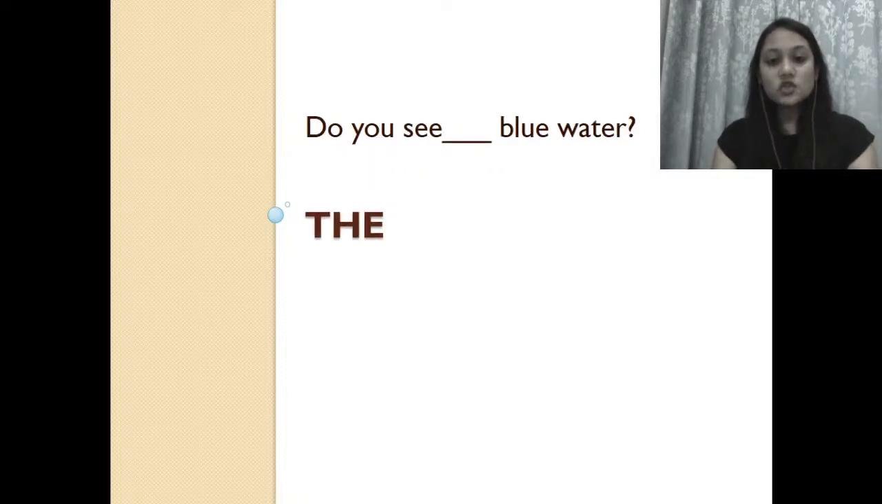Can we say, do you see a blue water? No, that is 100% wrong, because you are very particular, you are very certain about which blue water you are talking about. That is why we have put the there. Are we clear? And definitely this cannot be an.